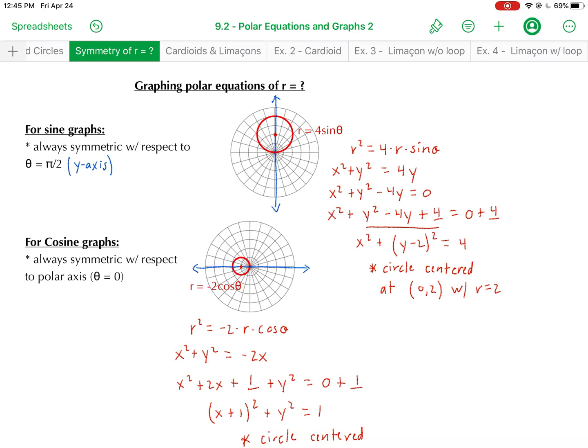And if it would include cosine of theta on the opposite side of r equals, then your graph should be symmetric with the polar axis, which is theta equals 0, or the x-axis, okay? So keep those symmetry rules in mind as we go through our examples today.